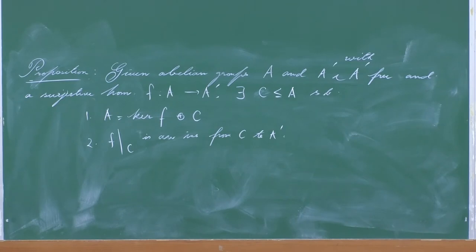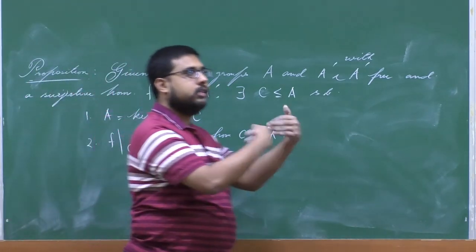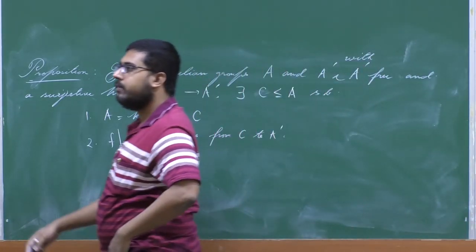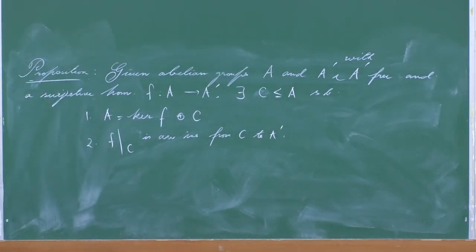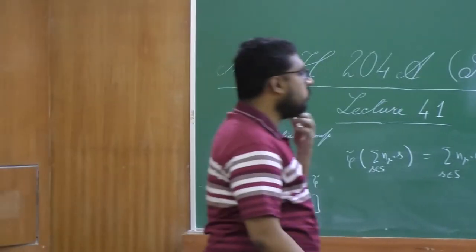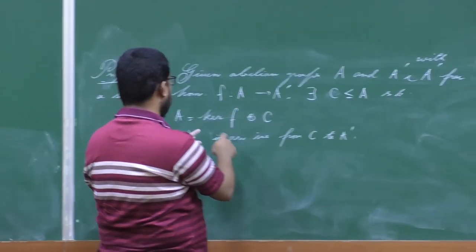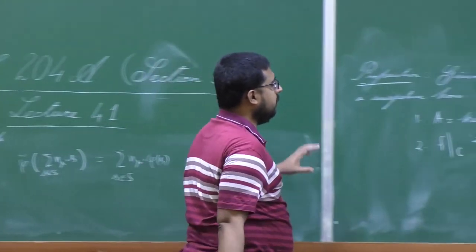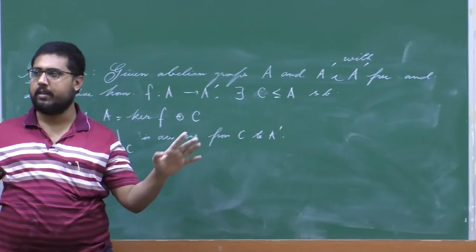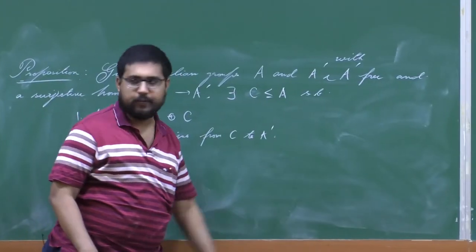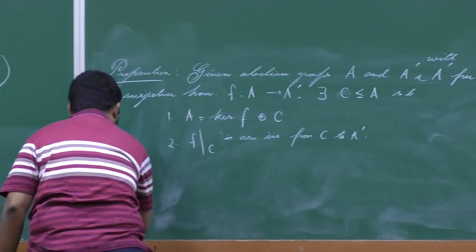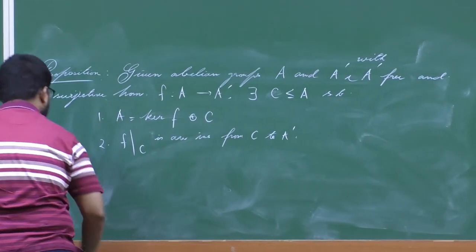This result is also quite similar to that for finite dimensional vector spaces. Given a surjective linear map, you take a complementary subspace of the kernel, and then the restriction of the linear map to the complementary subspace will be an isomorphism. So we are going to prove this result in this situation. Remember, it doesn't hold for arbitrary abelian groups. We need A prime to be free.